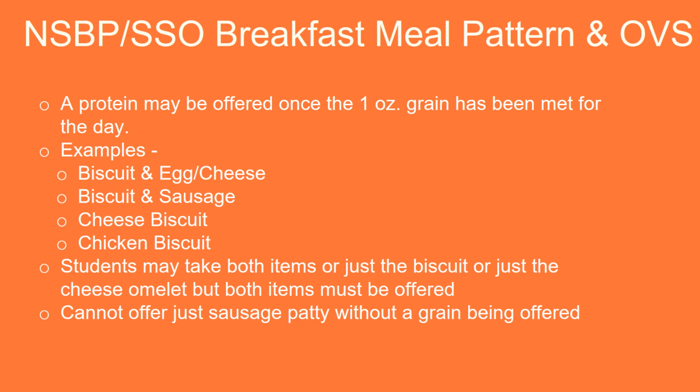A protein may be offered once the 1-ounce grain has been met for the day. Examples, biscuit and egg and cheese, biscuit and sausage, cheese biscuit, chicken biscuit. Students may take both items or just the biscuit or just the cheese omelet, but both items must be offered. You cannot offer just a sausage patty without a grain being offered.